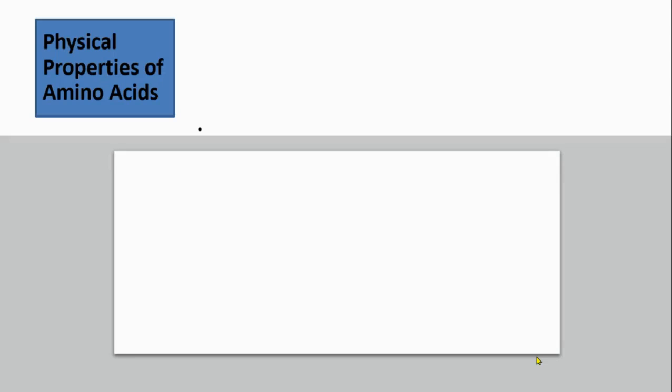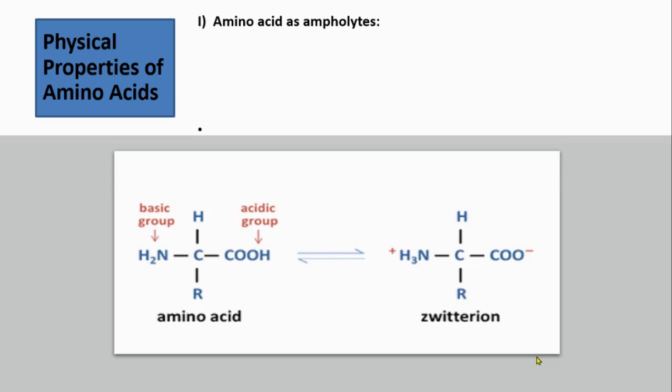Now we'll see the next physical property of amino acids, which is amino acids as ampholytes. Before that, first we'll see the structure of amino acids. In an amino acid, there are the COOH group as well as the NH2 group.